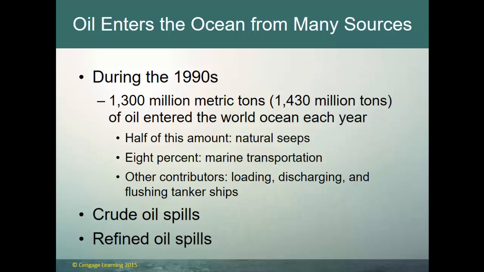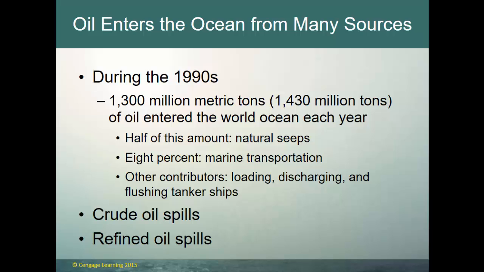So during the 1990s, some 1,430 million tons of pollutants in the form of oil entered the world ocean each year. About half this amount was from natural seeps. So what does that mean? Well, oil is in sedimentary rock, and sedimentary rock is not only porous, meaning it has holes and fractures, but it also has permeability, meaning liquids can flow through those fractures and those holes. And so if you have a porous sedimentary rock near the surface and there's oil in it or beneath it, it may seep up into the ocean. So half of this oil really came naturally. Only about 8% from marine transportation, and then other contributions from loading or discharging of oil and flushing oil tankers.